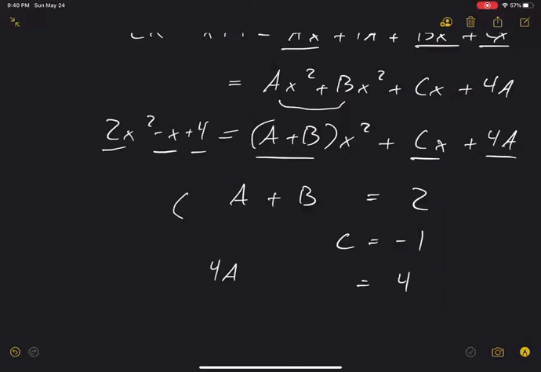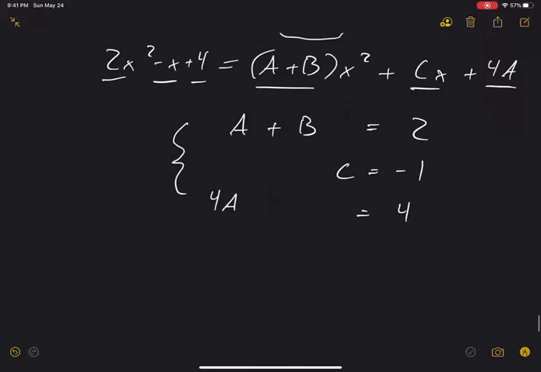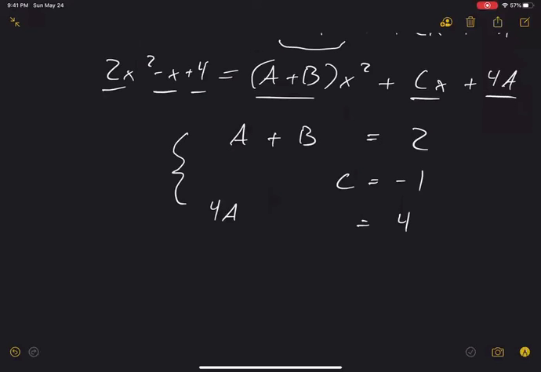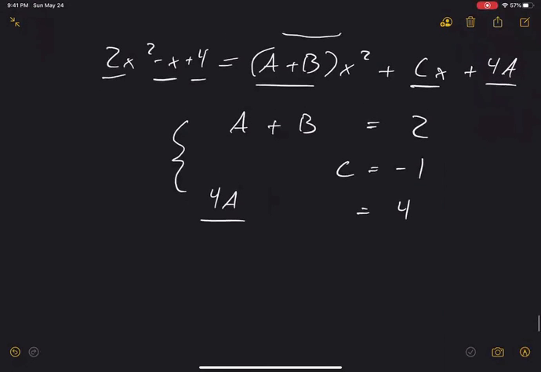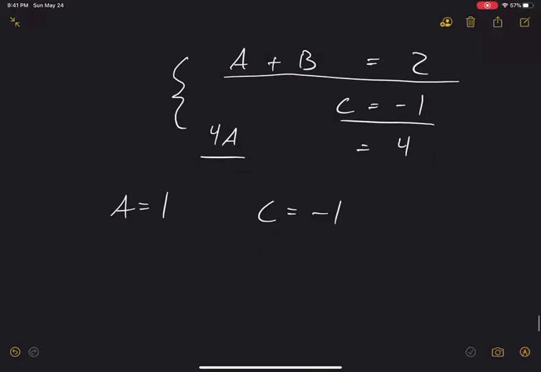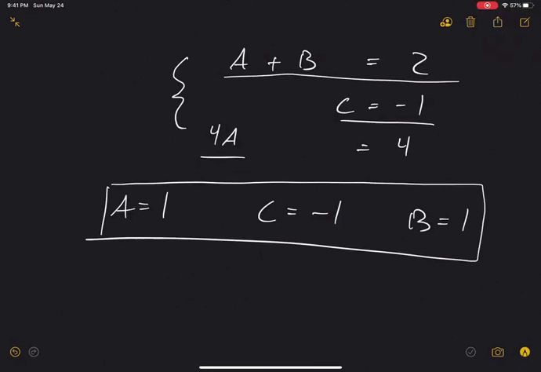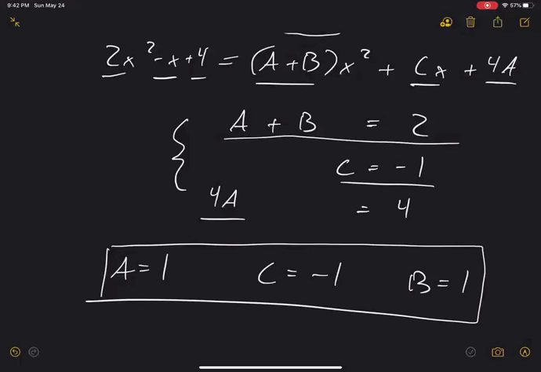So I have this system of equations, and this gives me a lot of information already. 4A equals 4, so A equals 1. C equals negative 1. And then that's enough information to solve here: A plus B equals 2. Since A equals 1, B has to equal 1 as well. So, easy system of equations. I got my A, B, and C.